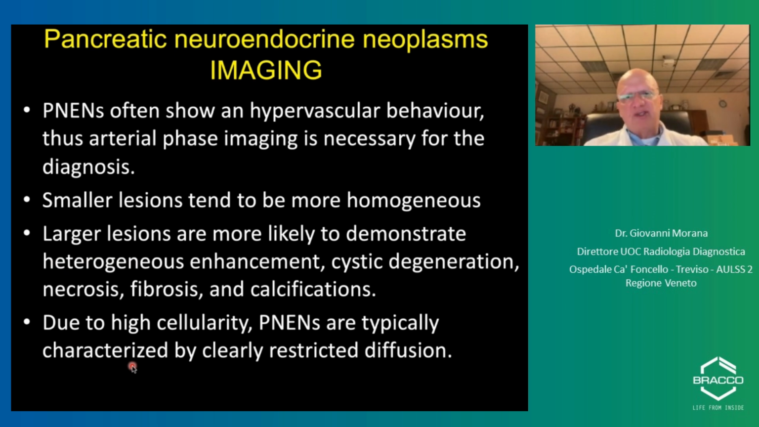Solid hypervascular lesions: we deal with neuroendocrine tumors. Most of these lesions are hypervascular, so a very good arterial phase is important for the diagnosis. Usually small NETs tend to be homogeneous. Larger lesions demonstrate heterogeneous enhancement, cystic degeneration, necrosis, fibrosis, and calcification. And typically, neuroendocrine neoplasms are characterized by clearly restricted diffusion due to the high cellularity.